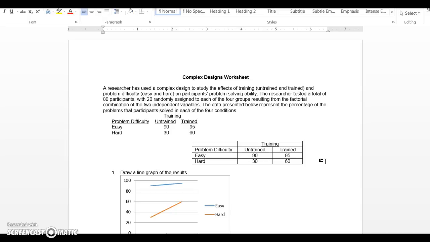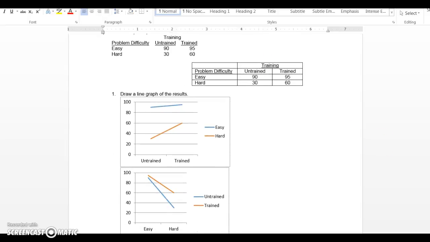The other big thing with complex designs was interaction effect. So remember that we discussed two ways of testing an interaction effect. The subtraction method, where you either subtract across the rows or up and down, and if the numbers that you get are different, it indicates an interaction. The other way of testing an interaction is by graphing the means. And remember that when you graph the means, if the lines are not parallel, there is an interaction effect.